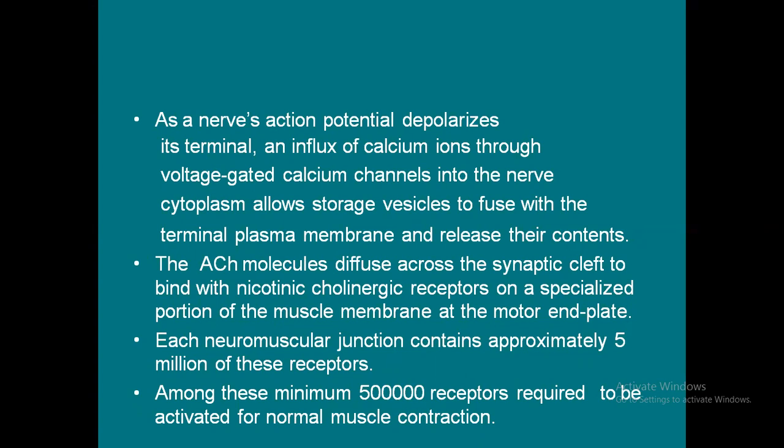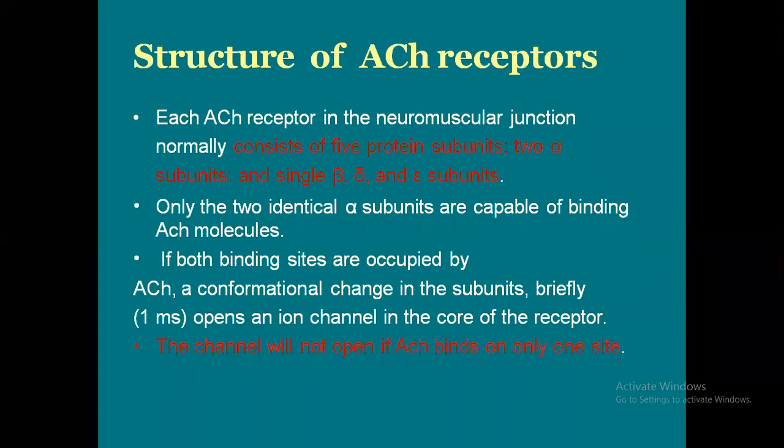Each neuromuscular junction contains approximately 5 million of these receptors. Amazing number. Among these, a minimum of 5 lakh receptors are required to be activated for normal muscle contraction. 5 lakh receptors have to be occupied by acetylcholine for muscle contraction. Amazing, isn't it? Now, the structure of the acetylcholine receptor.